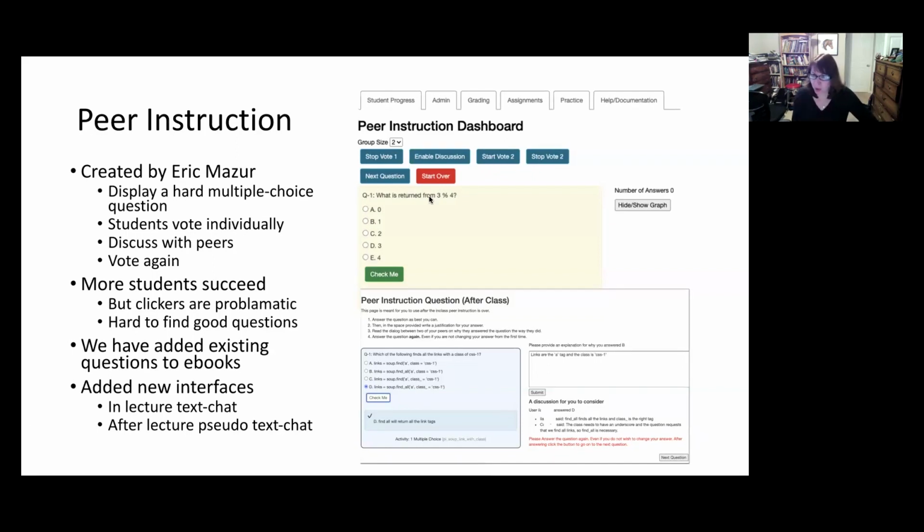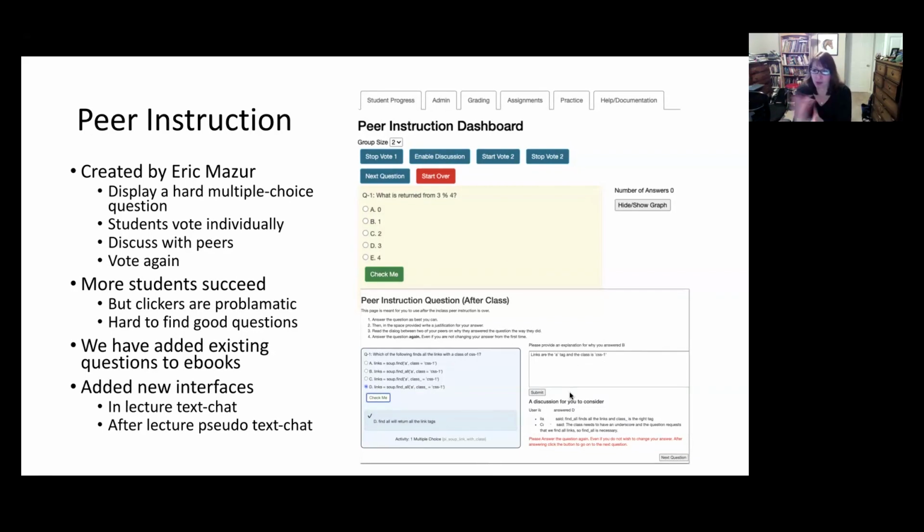We also added a couple of new interfaces. During COVID, we had to go remote and use Zoom, and it was really hard to do peer instruction then. So we added a text chat where people are randomly assigned to other people, in order to maximize the number of groups that have different answers, because most of the learning happens when people discuss their different answers. And we also added, if you miss lecture, a sort of pseudo text chat where you are served somebody else's discussion.